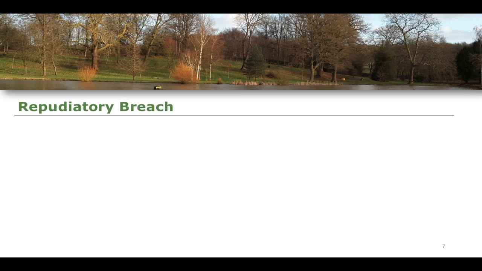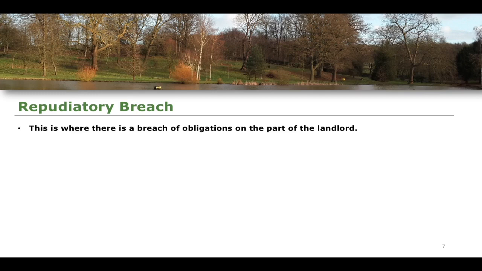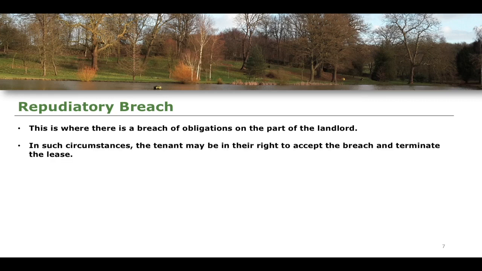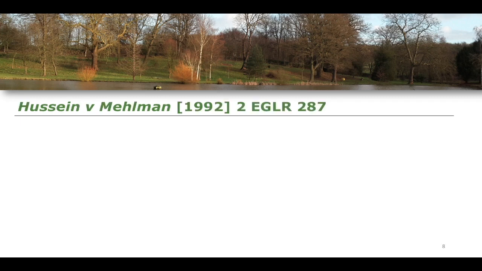The idea of repudiatory breach is one in which there is a breach of obligations not on the part of the tenant, which is something that we will deal with when we look at forfeiture, but instead a breach of an obligation on the part of the landlord. In such circumstances, the tenant may be within their right to accept the breach and terminate the lease.